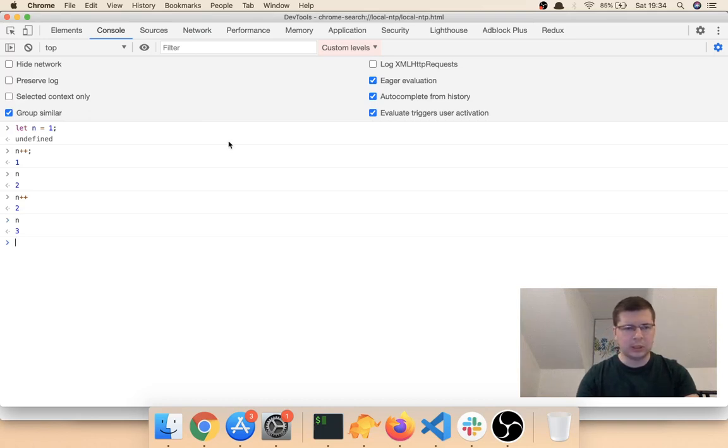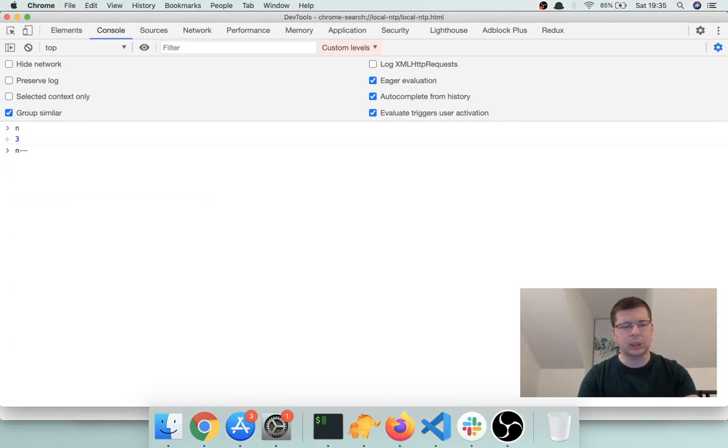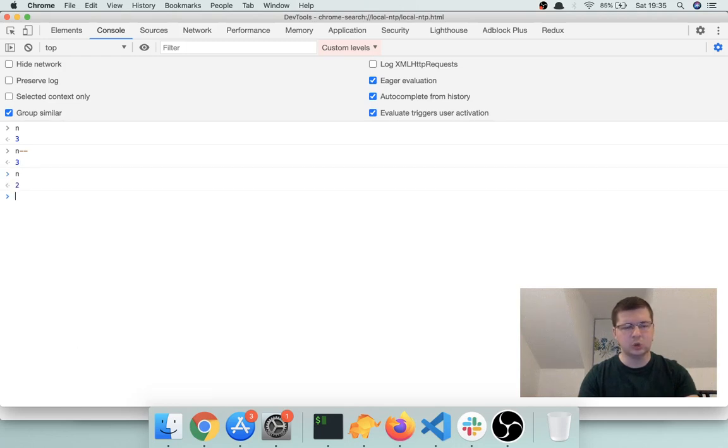And we can clear a little bit. Well, n is 3 now, right? So n-- is different. It is the opposite. Basically, if you call n--, it will subtract 1. So it returns 3 because that's what its value was. But now if you look at n, you can see it's 2.